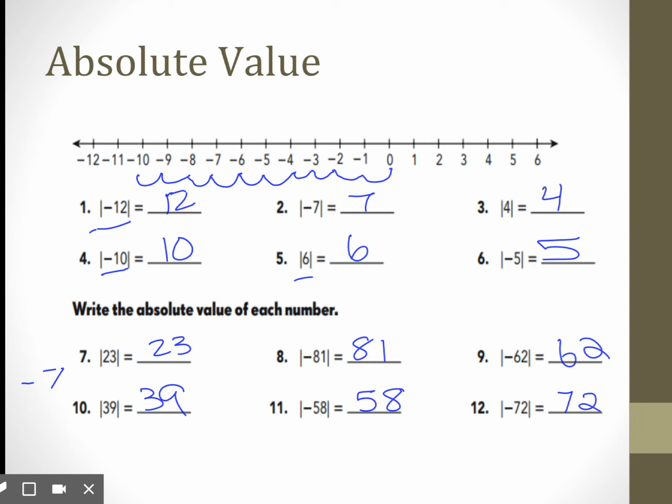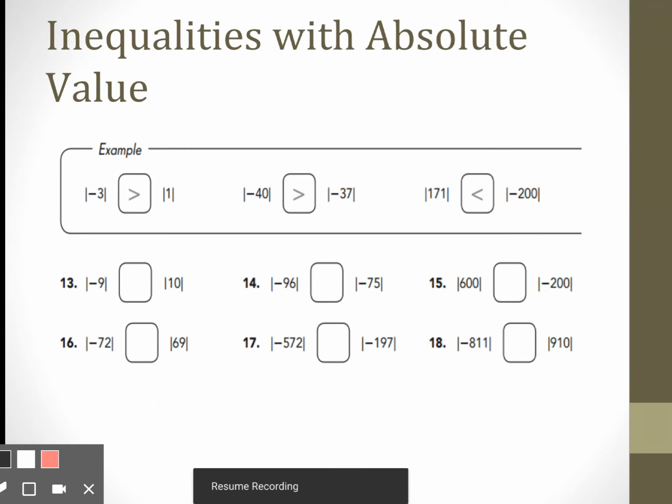So again, the absolute value of any digit is just the number itself. It will never be negative because distance is not negative. We can also use absolute value to compare numbers that are written in absolute value. I highly recommend while doing this that you actually write the absolute value down first so you don't make any errors just because you see a negative sign.